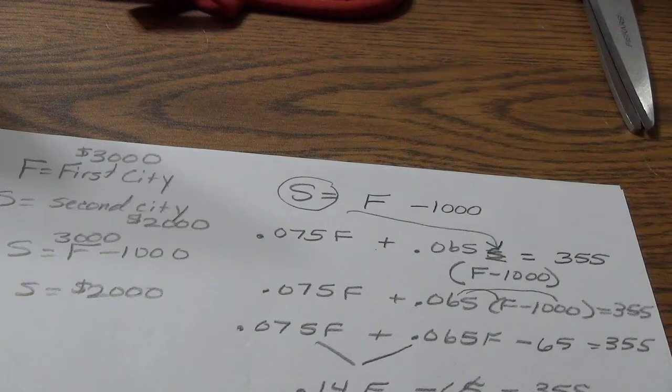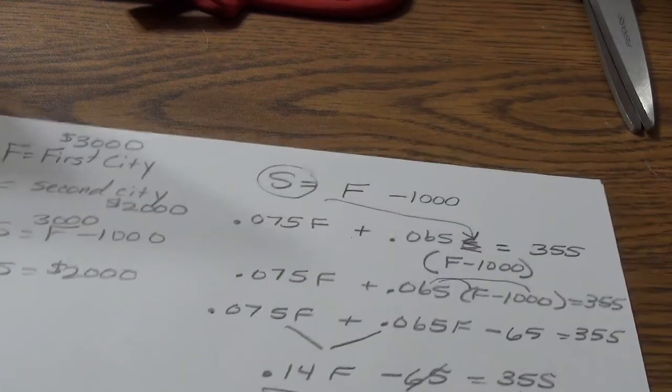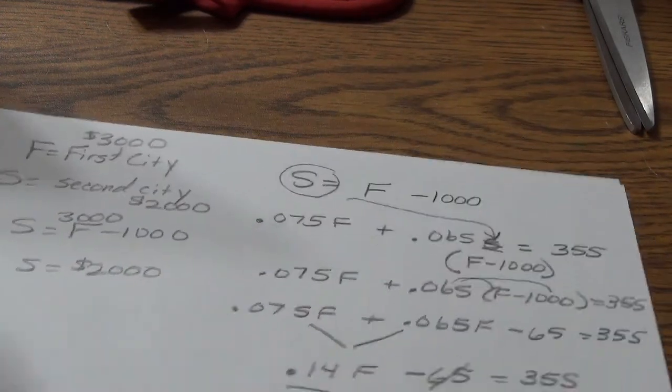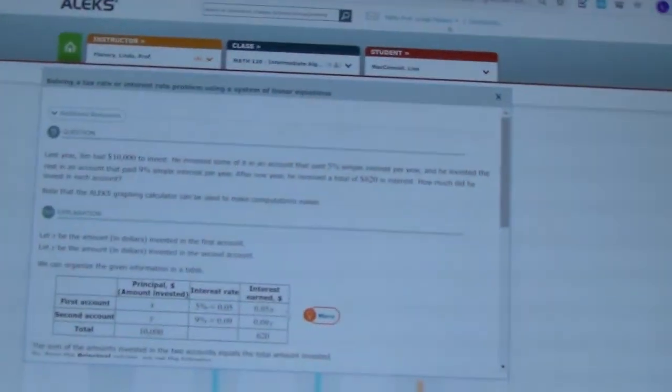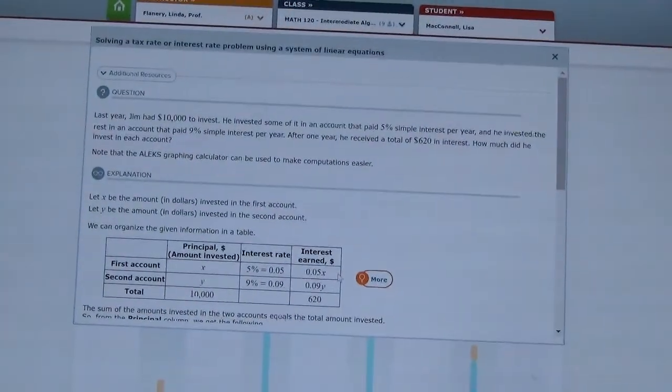All right, I'm going to pop over and find one more of those. If I go on here, and this was solving the tax or interest rate problem. And this is one that you are not going to solve by substitution. Most of them will be substitution. This one is one we can solve by the elimination method. Although you could do it by substitution, the elimination method is probably easier.